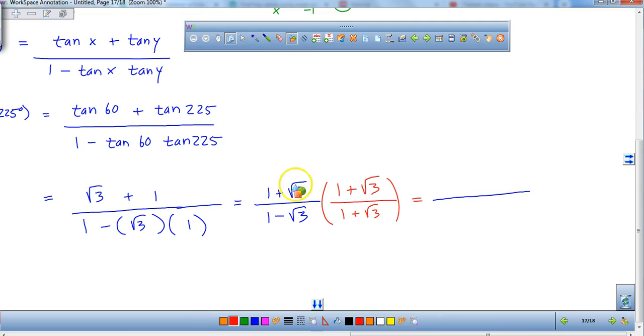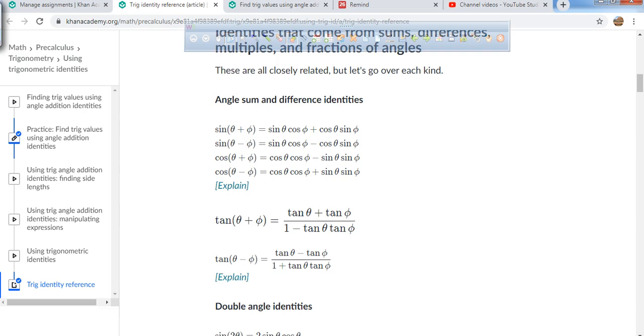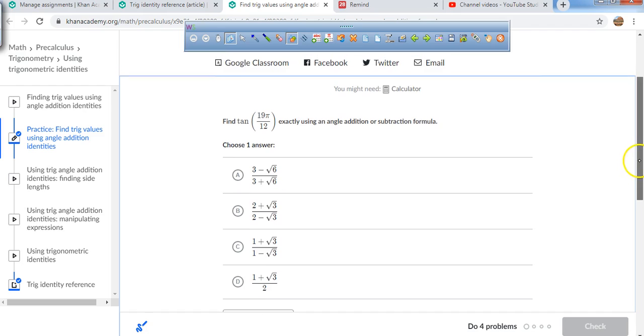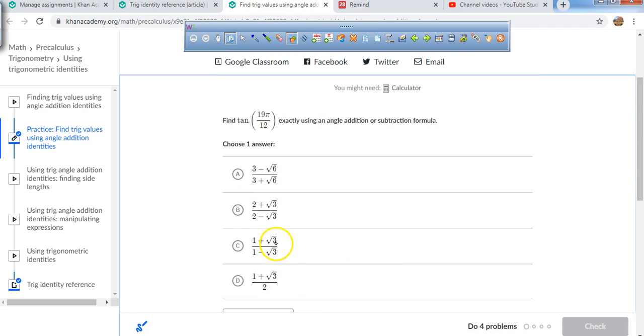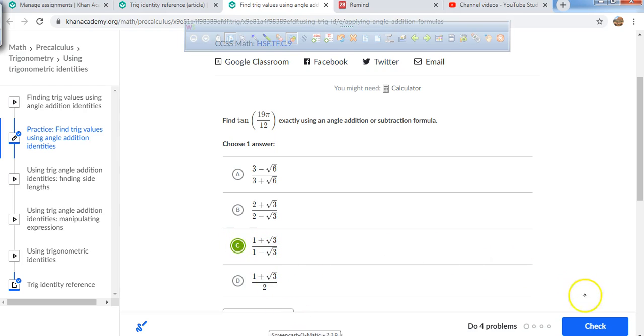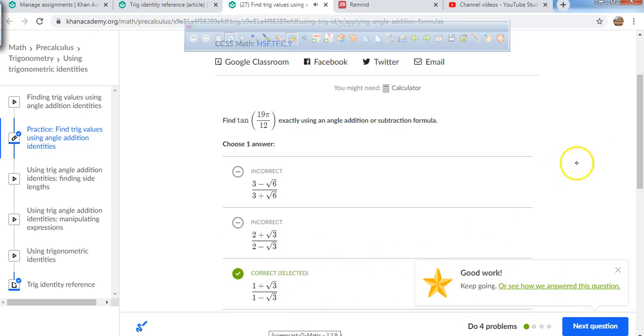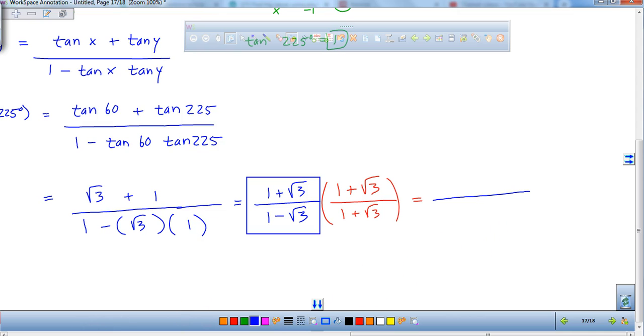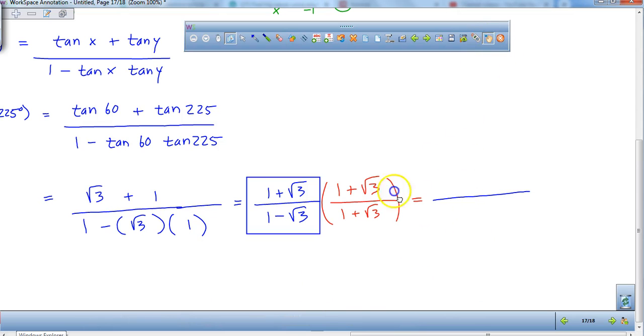Now, you know what? I'm going to check real quick before I do all this to see if this is possibly one of the answer choices. So let me take a quick look. Oh, looks like they actually have it right here. That's one of the answer choices. Looks like 1 plus radical 3, 1 minus radical 3. All right, so I guess you don't have to simplify it, but you know what? I'm going to go ahead and simplify it. All right, so here we go.